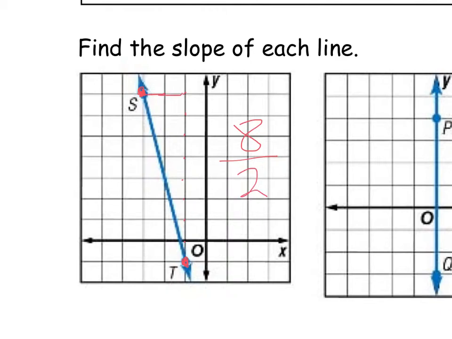Now notice this line goes downhill from left to right, which means it's going to be negative, which when I simplify that fraction, I get negative 4. So that is my slope. m equals negative 4.